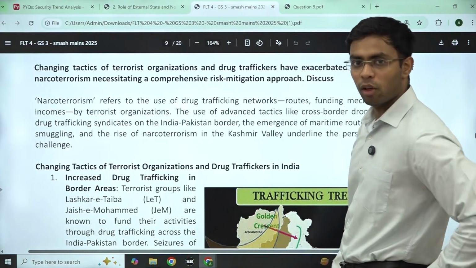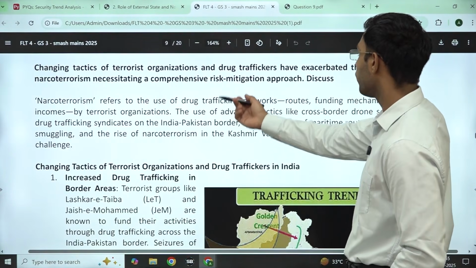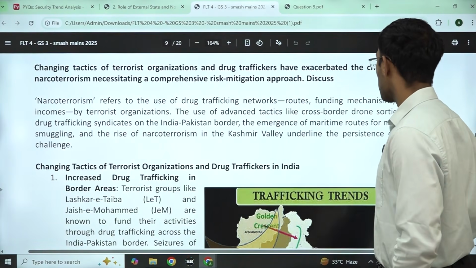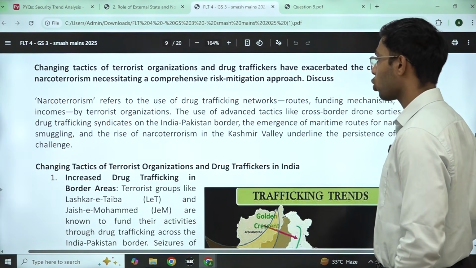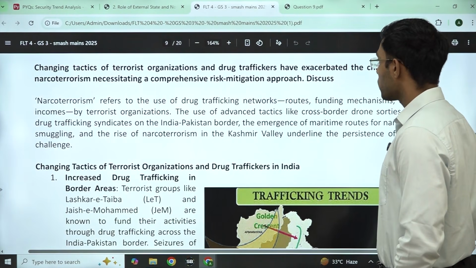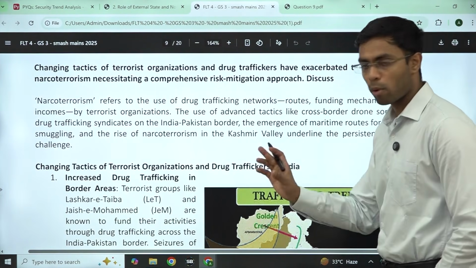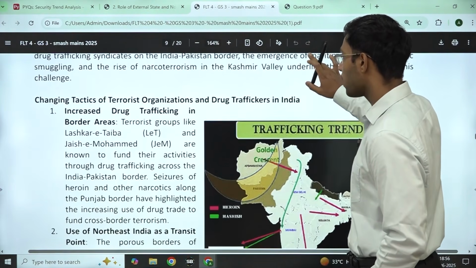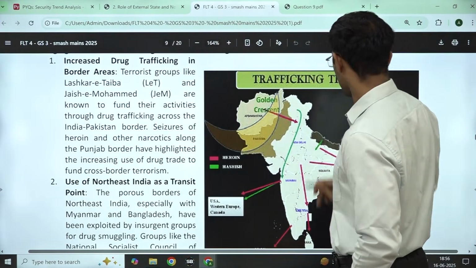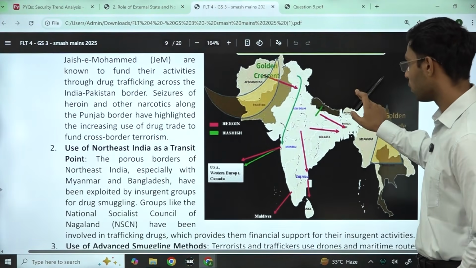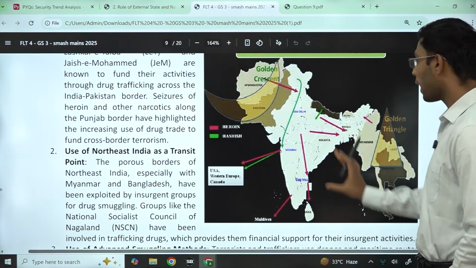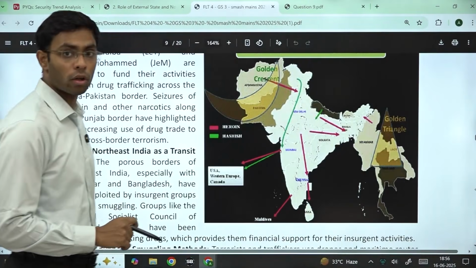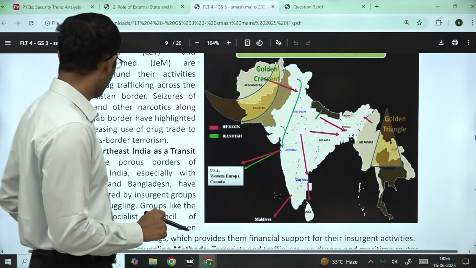Right. So I think internal security works very well with diagrams. For example, if you look at this question: changing tactics of terrorist organizations and drug traffickers have exacerbated the challenge of narco-terrorism, necessitating a comprehensive risk mitigation approach. Again, discuss. So it's going to be a very broad approach. We're going to define what narco-terrorism is, right? Changing tactics is the first part of the question, so we're going to write about that. Now, this is a diagram that I always use, and they've mentioned it here also. I really like this diagram because it explains in one go what the problem of narco-terrorism is, especially with regard to India, right?